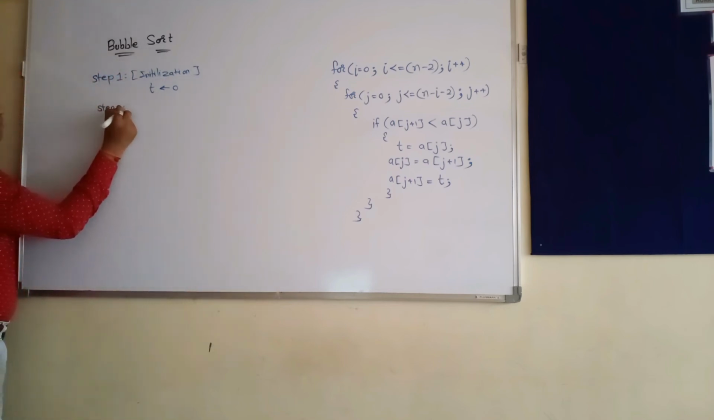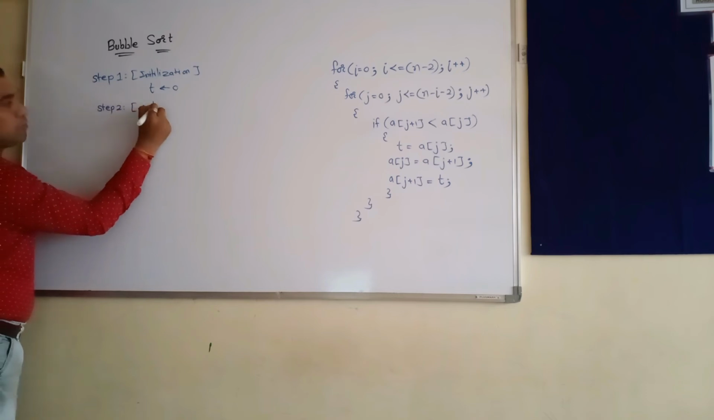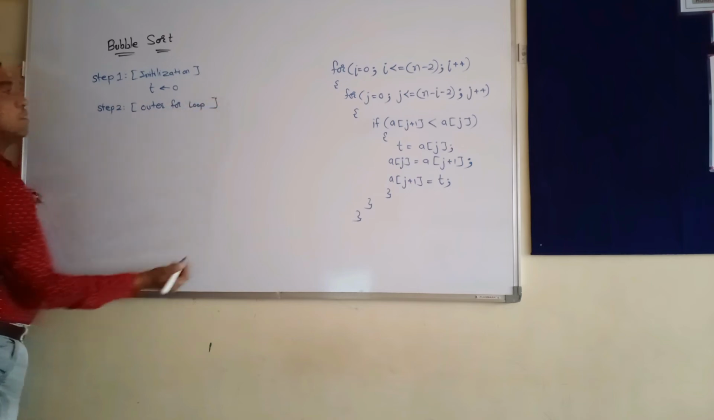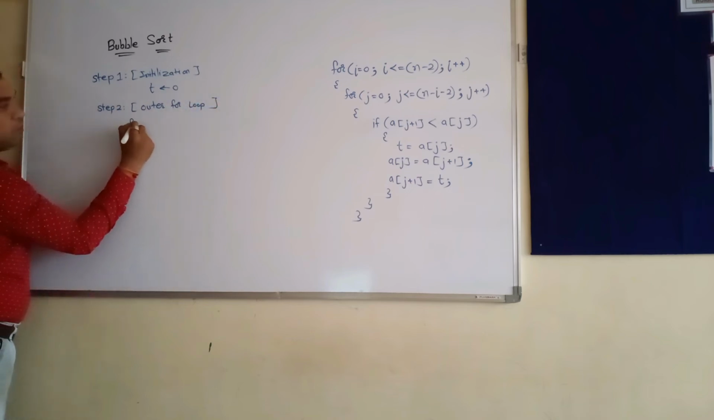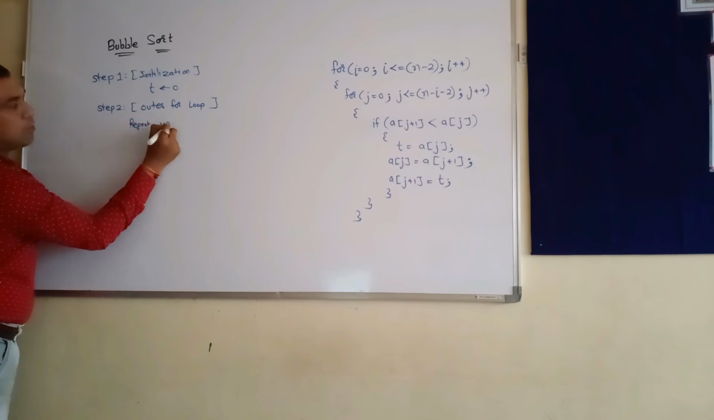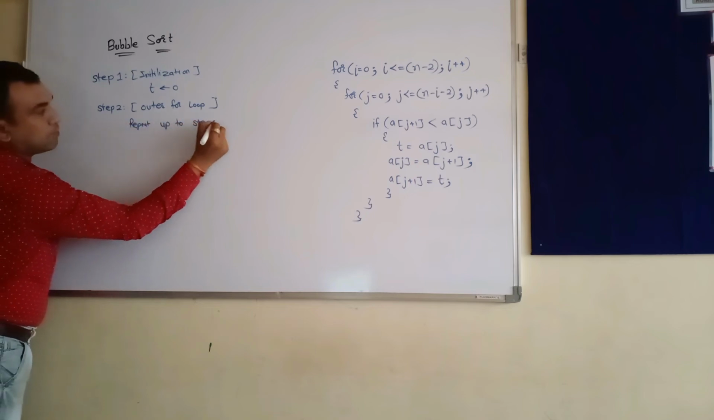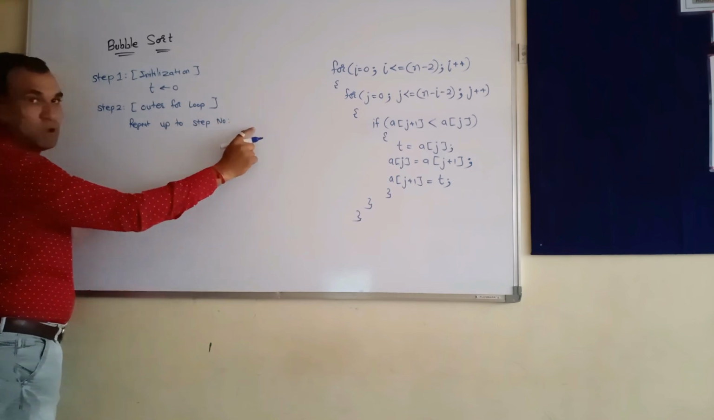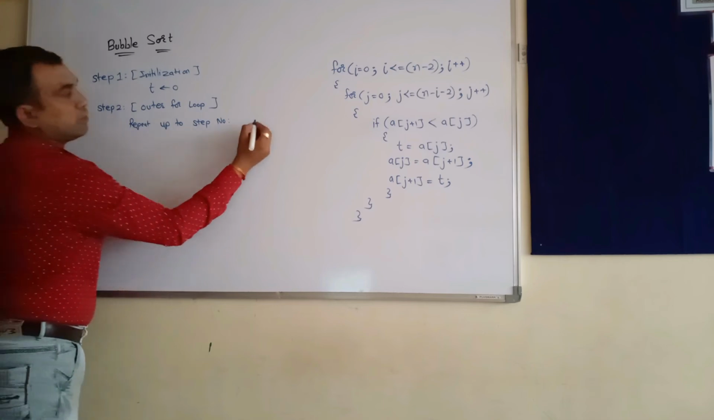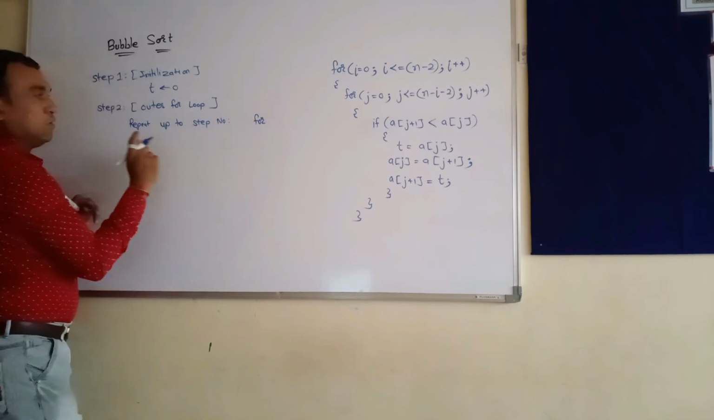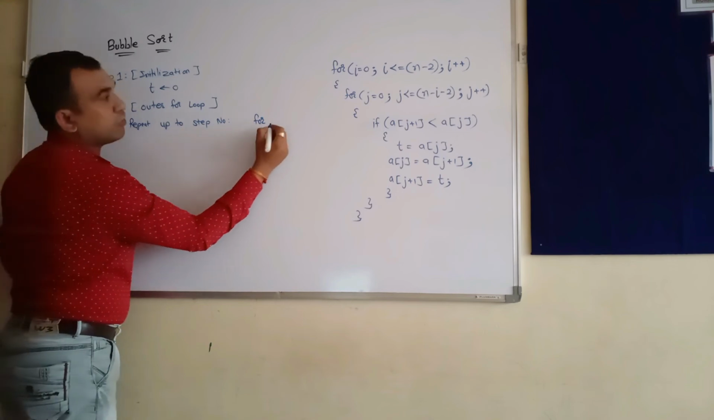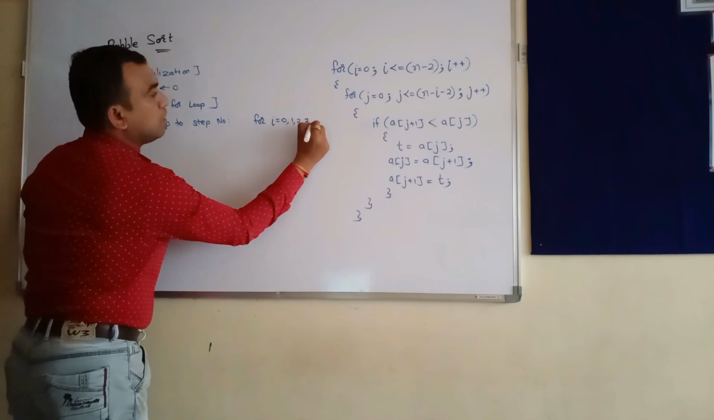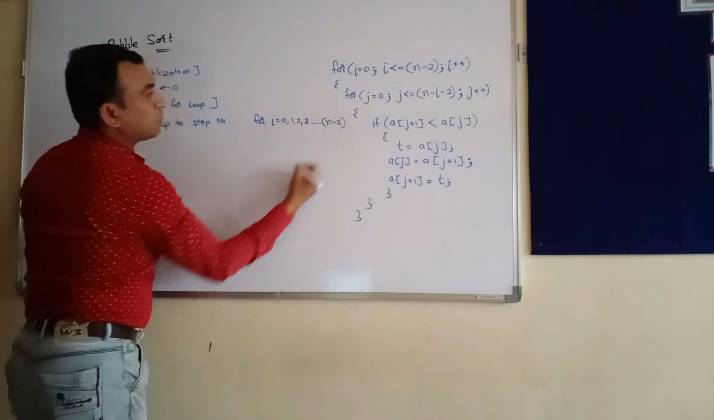Step 2: outer for loop. Repeat up to step number. Just leave it here at the moment. We will decide up to which step number we should repeat this for loop. For i is equal to 0, 1, 2, 3 up to n minus 2.